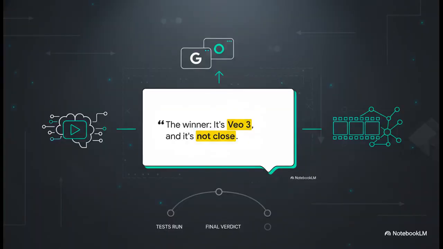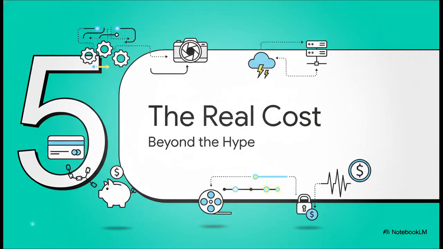So after running through all the tests, the final verdict from Christian DeLooper over at Mashable was pretty overwhelming. He awarded the overall win for quality and versatility to Google's model, saying, "The winner, it's Veo 3, and it's not close." But look, quality and features are only part of the equation, right? For any serious creator, the real bottom line is cost. And when we look at the total cost of ownership, well, this is where things get really interesting.